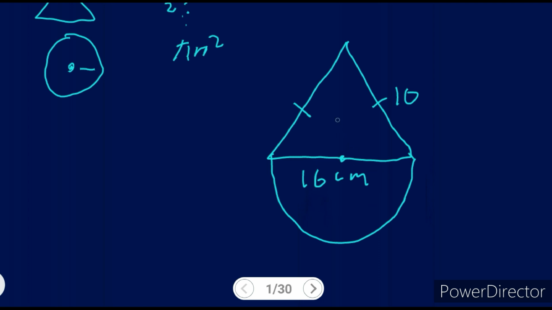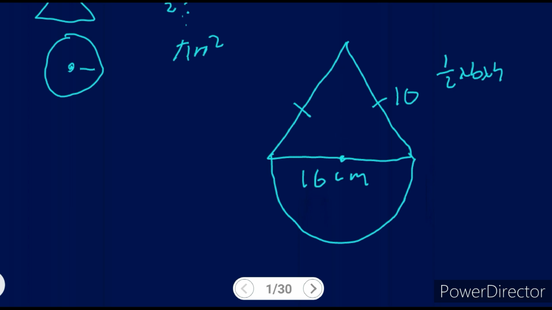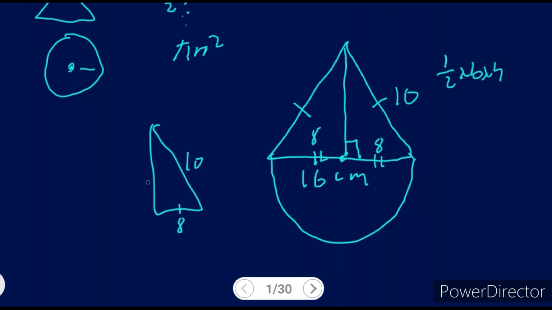So let's find the area of this part first. The area of a triangle is half of the base times the height. We do have the base, but we do not have the perpendicular height. At times we use Pythagoras theorem, but how are we going to use it here? Remember, this is an isosceles triangle. If you have an isosceles triangle, whenever you draw a vertical line, it will cut the base exactly into 2 equal parts. Therefore, this is going to be 8 and 8. So now we can use the triangle. We've got 10, we've got 8, so we can find this side.